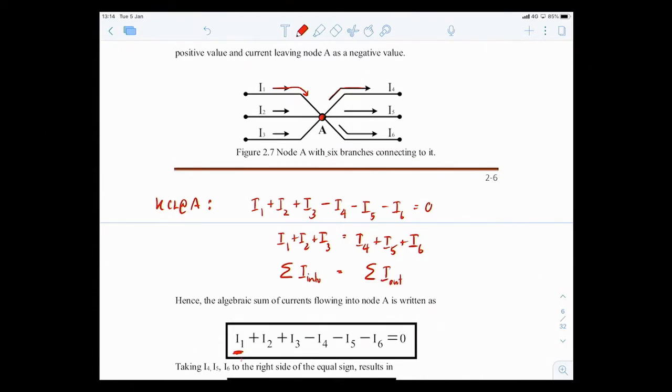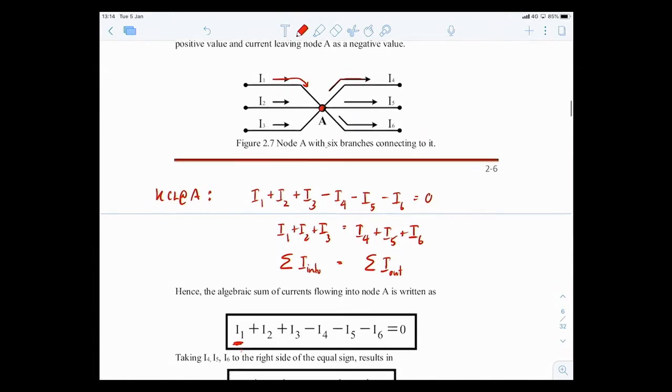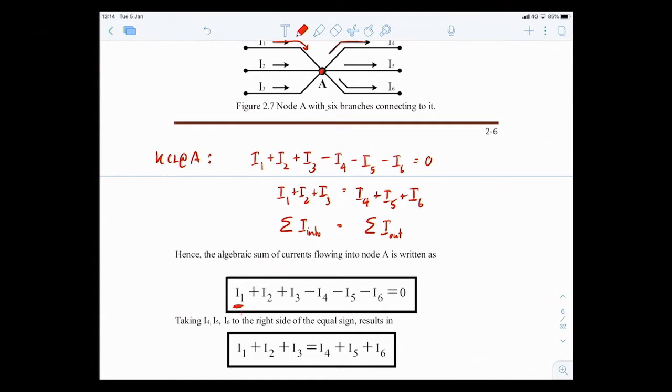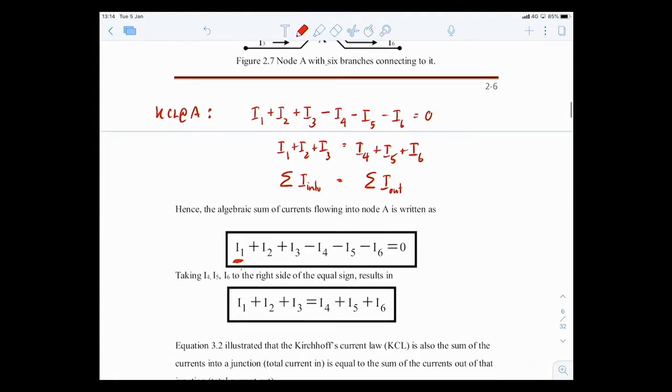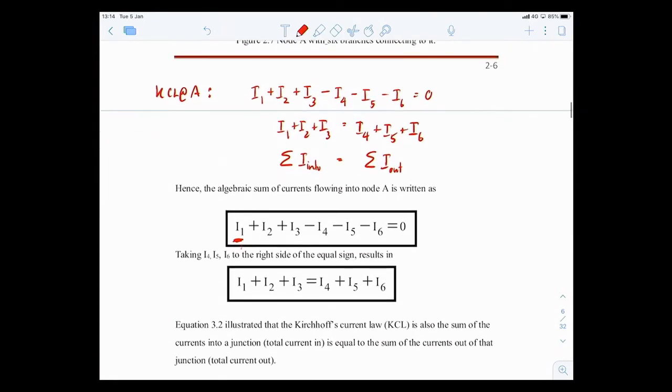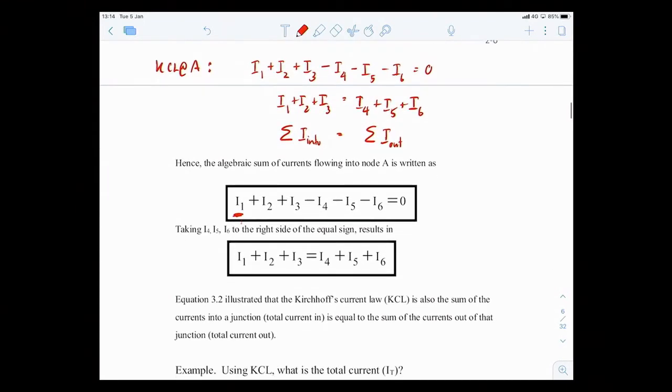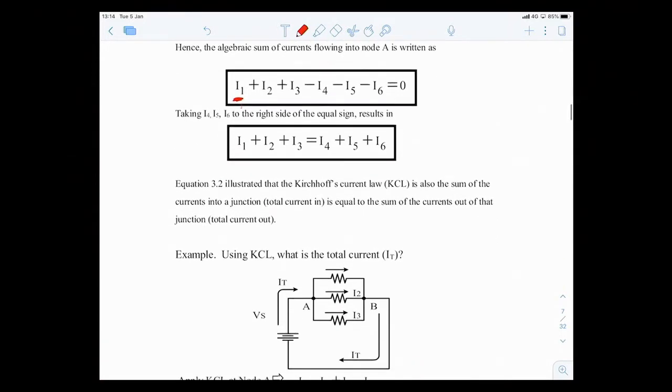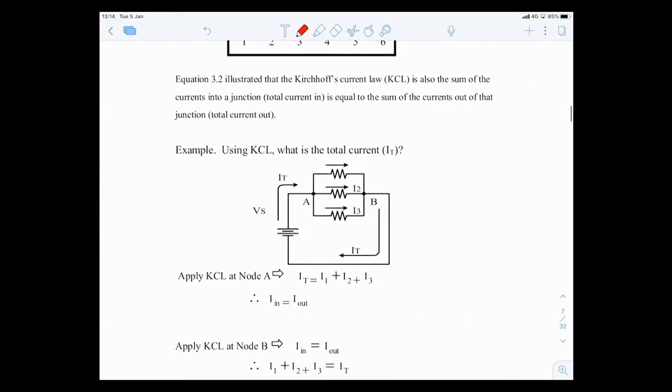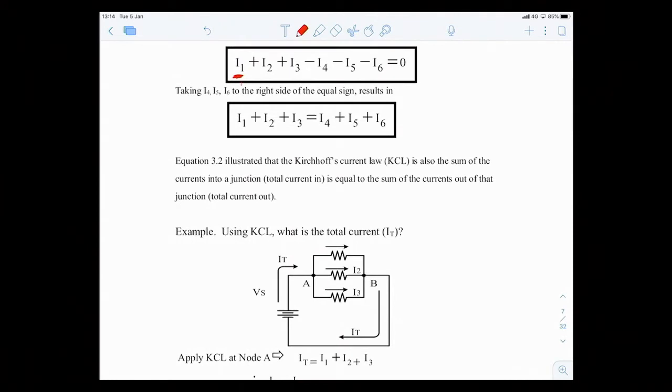So this is another way of saying Kirchhoff's current law. The sum of the currents going into a node is equal to the sum of the currents leaving the node. It's the same thing. So this is KCL. So simple, see? For simple questions, you can look at this example.